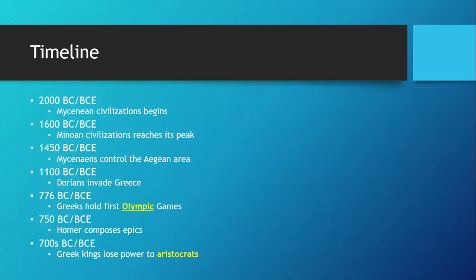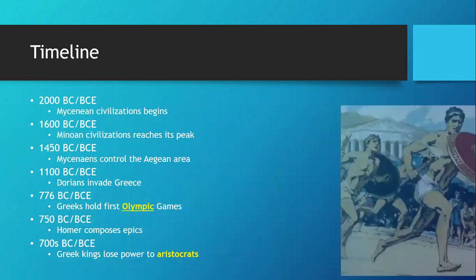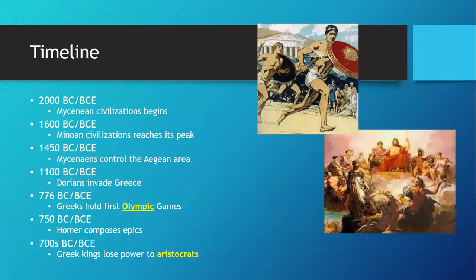All right, timeline. We're going to be covering everything that basically begins with Greek culture beginning, which is the Mycenaean culture. Talk about the Minoans a little bit, the Dorians, the Olympic Games, Homer and his epics, the Iliad and the Odyssey. We're going to just be covering a lot of good stuff.